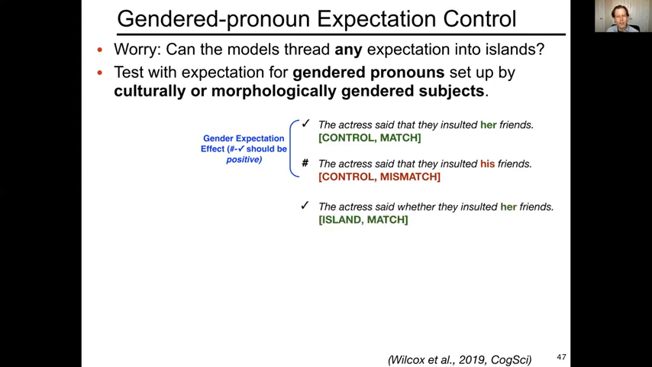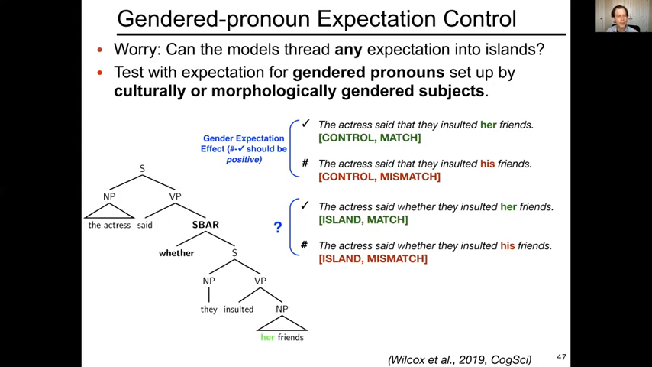If that works, then we can look at this within islands. The actress said whether they insulted her friends versus the actress said whether they insulted his friends. And if the model is threading the gender pronoun expectation effect into an island condition that is set up with the word whether, then we should still see a gender expectation effect here. On the other hand, if this effect is significantly reduced or disappears, then we should be concerned about our interpretation of the filler gap dependency islands, because it seems that islands just very generally knock out expectations for all sorts of things, not just for filler gap dependencies.